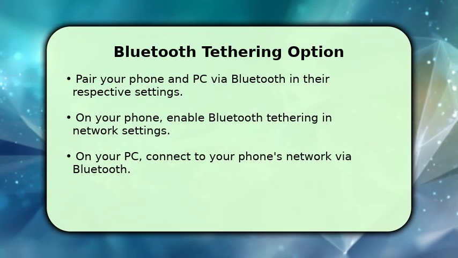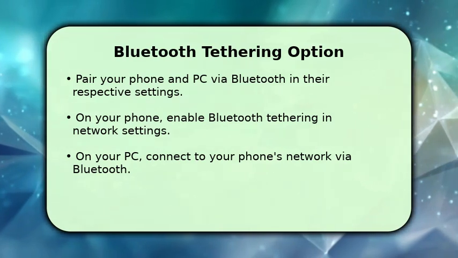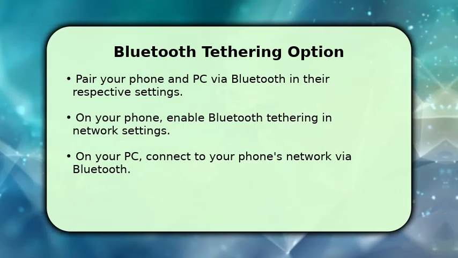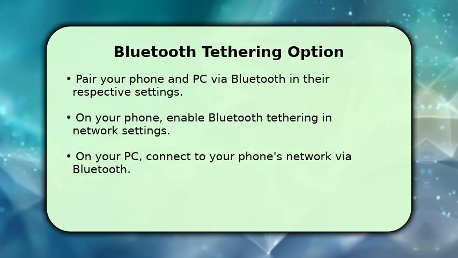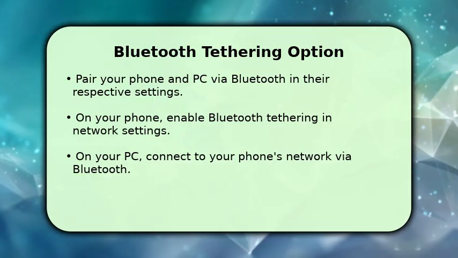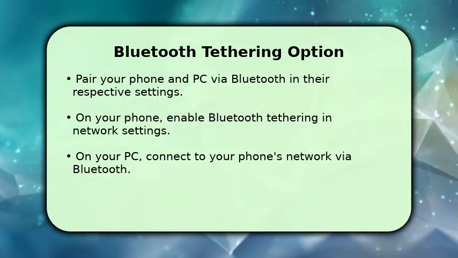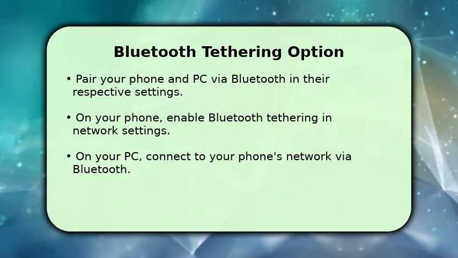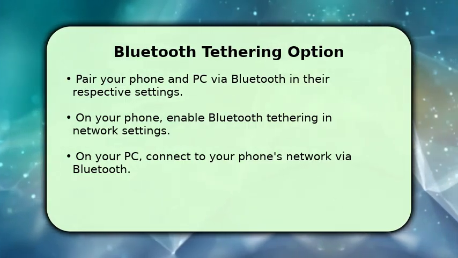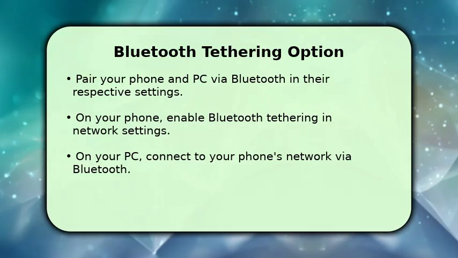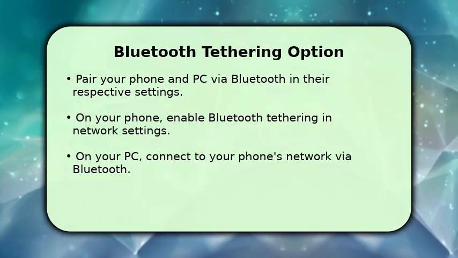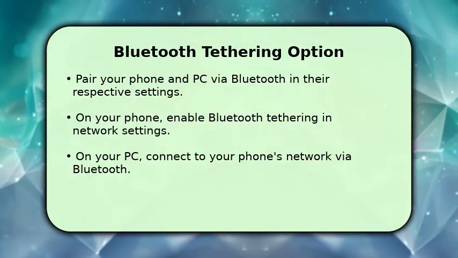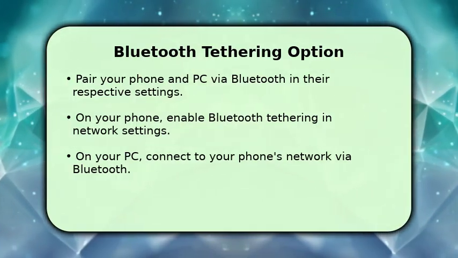Now let's consider Bluetooth tethering, a convenient wireless alternative for lighter data usage. First, ensure both your phone and PC have Bluetooth enabled and are paired with each other. Then on your phone, activate Bluetooth tethering within your network settings. Finally, on your computer, connect to your phone's network through the Bluetooth settings. This method is perfect for quick tasks or when a USB cable isn't handy, offering a simple, short-range connection.